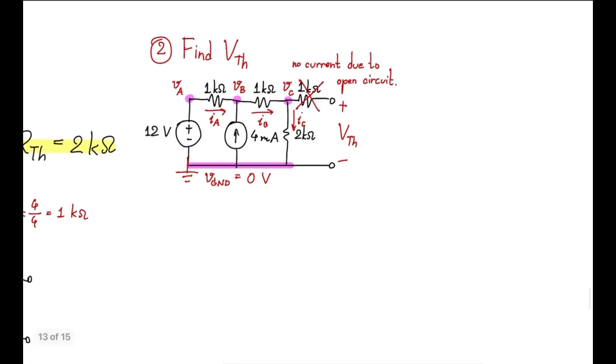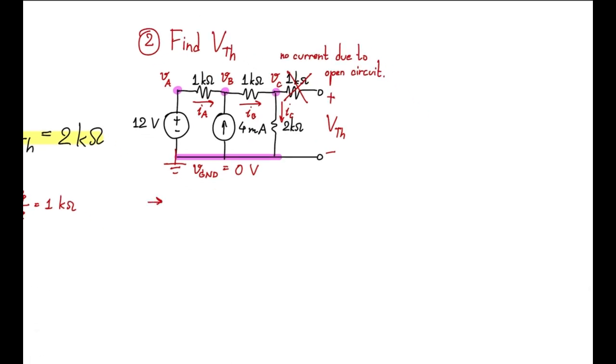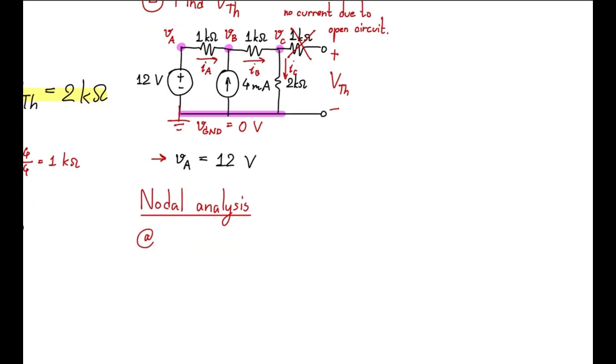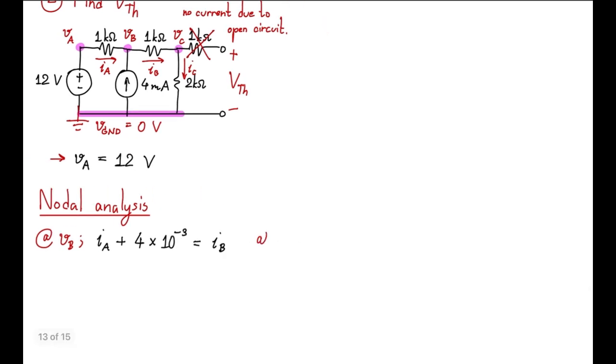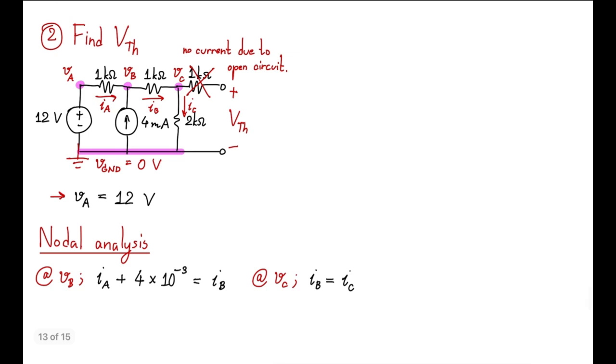Next, notice that by choosing the bottom node as the reference node, node A will have a voltage equal to the voltage source, which is 12 volts. That means we only have node B and node C left to compute. Next, we will use Kirchhoff's current law on each remaining node. Node B has current IA and 4 milliamps flowing in, and current IB flowing out. Therefore, IA plus 4 milliamps equals IB. Node C has current IB flowing in, and current IC flowing out. Therefore, IB is equal to IC.